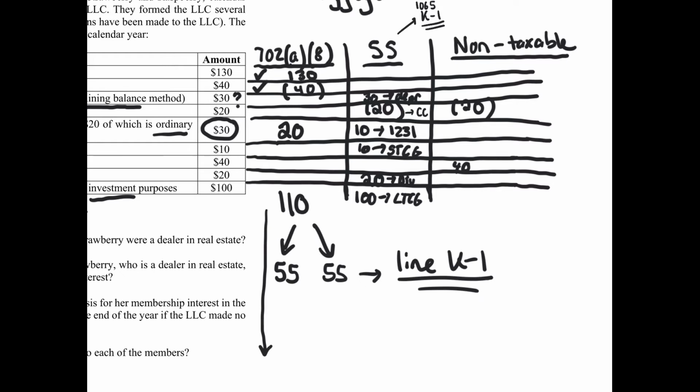Also on the K-1, you will find these non-taxable items, right? We had the $20 of charitable contributions. We had the $40 of tax-exempt interest. You will find lines and codes that relate to these as well. So these all get separately stated. When it comes to the 702(a)(8) bottom line, this is going to be line 1 of the K-1. And it will respectively be the percentage with respect to each owner.